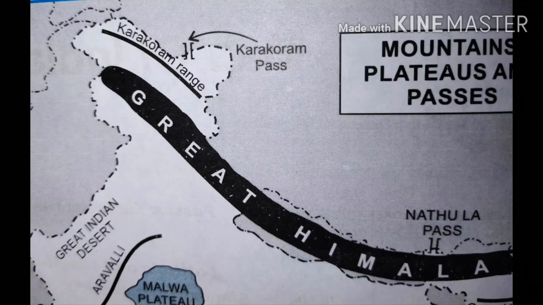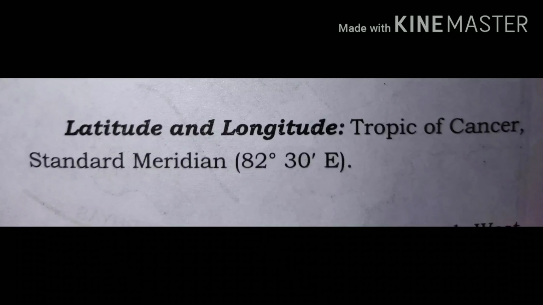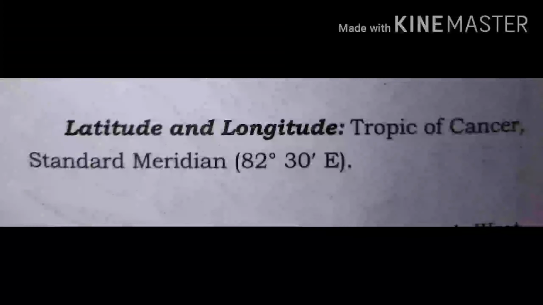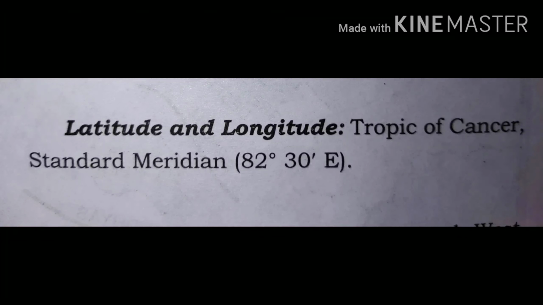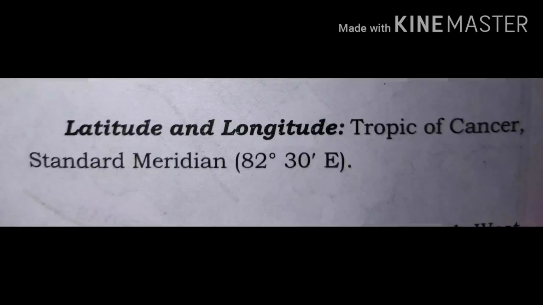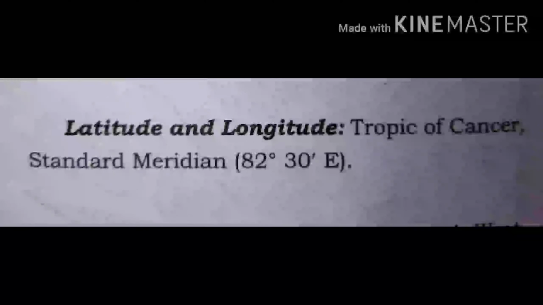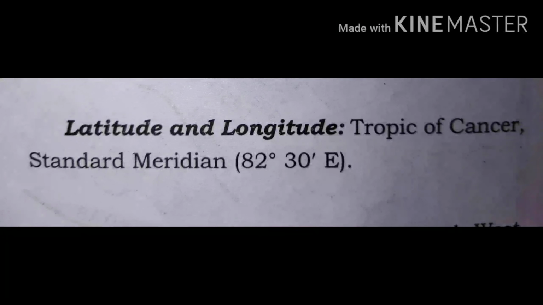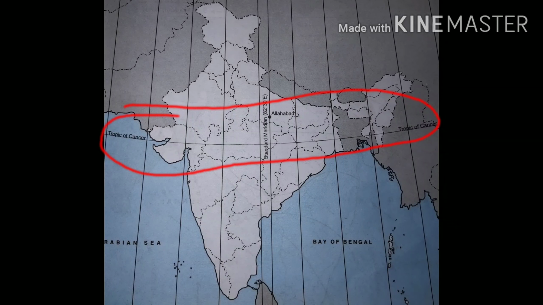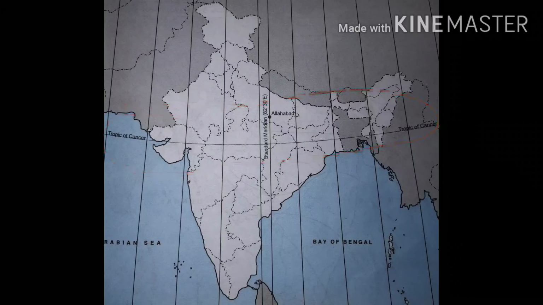The next things which are to be located in the map of India are latitudinal and longitudinal lines. The two important lat-long lines in the map of India are Tropic of Cancer and Standard Meridian. So we all know that Tropic of Cancer passes through India. Tropic of Cancer is 23.5 degree latitude line, 23.5 degree north latitudinal line.